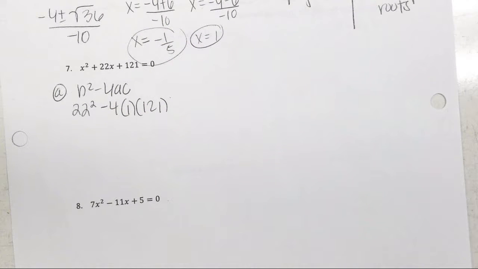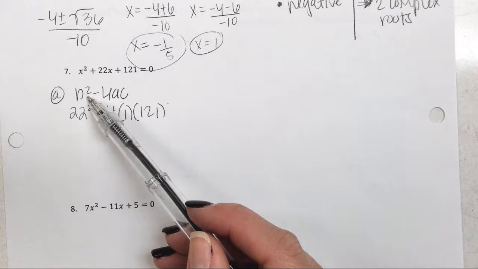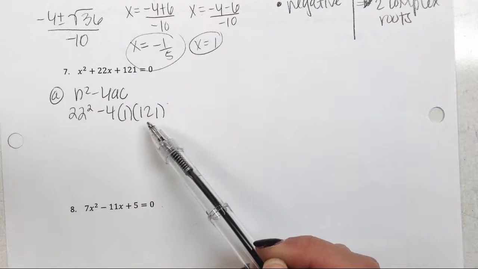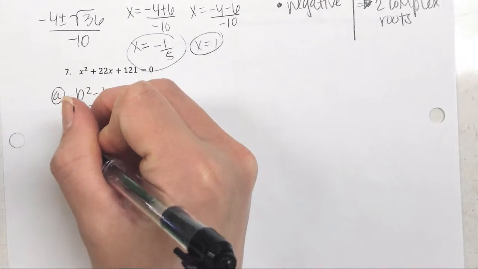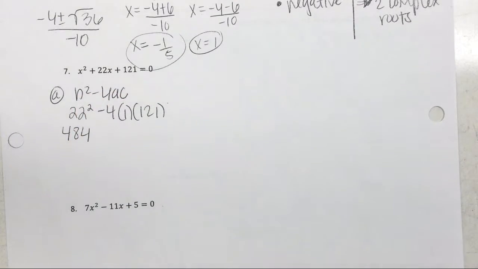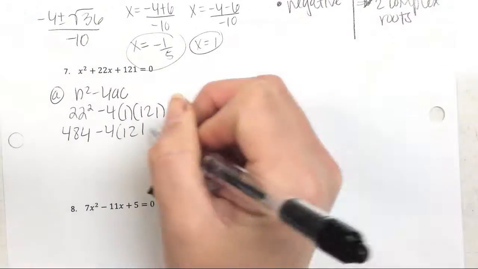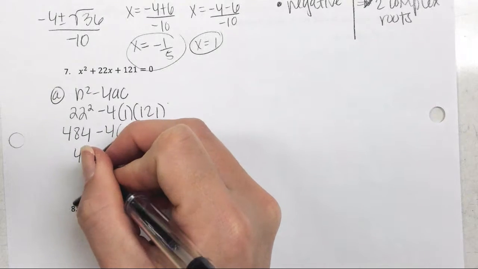Okay, starting off back with number 7 on the notes from January 10th, talking about the discriminant. So we left off right here. B squared minus 4AC. Our B in this one is 22, so I went ahead and filled that in. Our A is 1, our C is 121. So from here, 22 squared is going to be 484. Okay, so then we have minus 4 times 121. And if you type it in your calculator, 4 times 121 is 484.